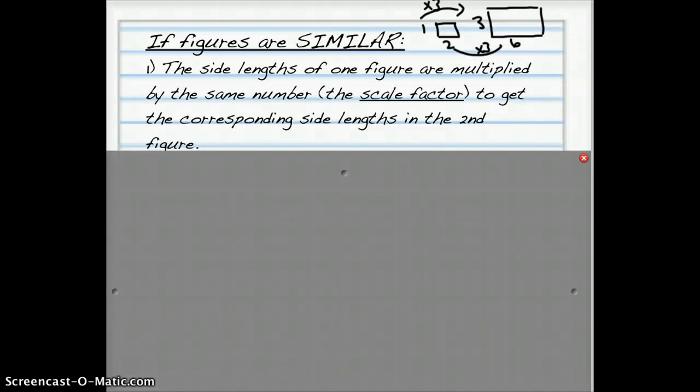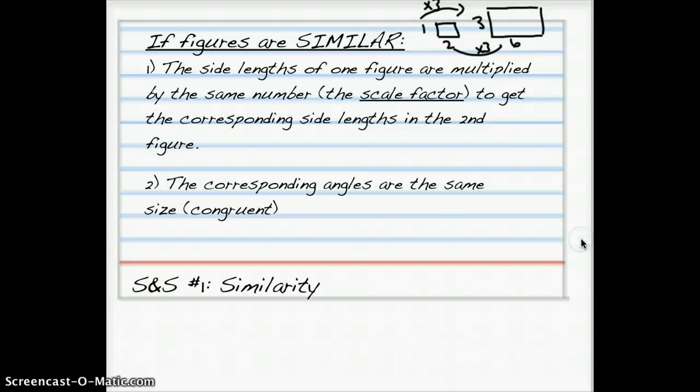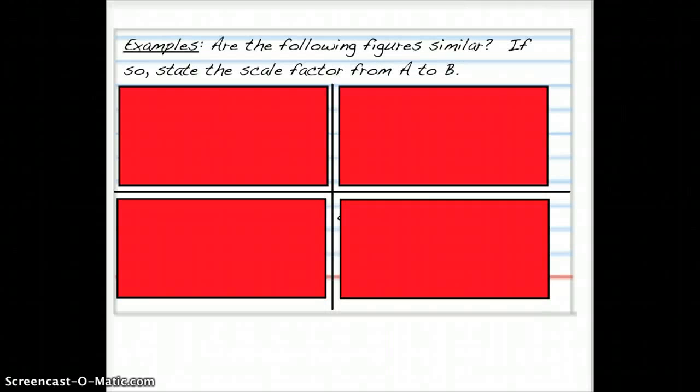Okay. The second characteristic that needs to be true is that the corresponding angles are the same size. They're congruent. So if you look at one shape and the other shape, they need to have the same angles. Okay. Angles are congruent. All right, if you flip to the back of your card, we're going to work out a few examples. And this is your goal in the examples. You need to say, are the following figures similar? If they are similar, you need to come up with the scale factor from A to B. So we're going to say what we need to multiply the first one by to get the second one.